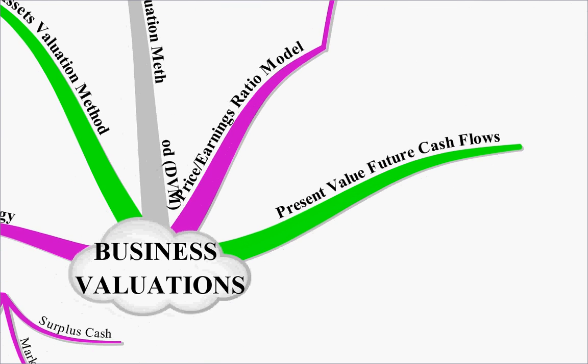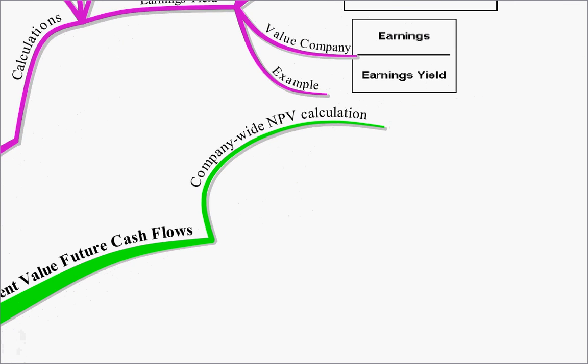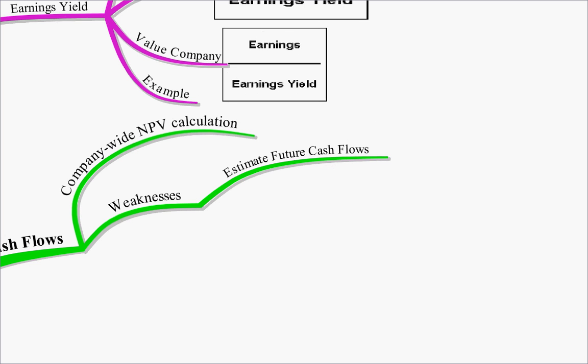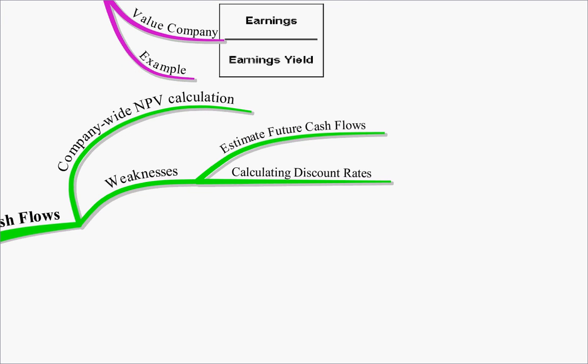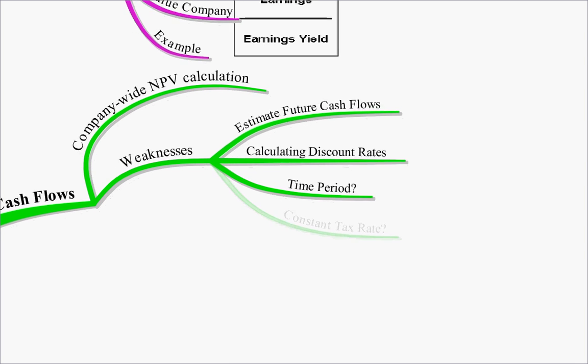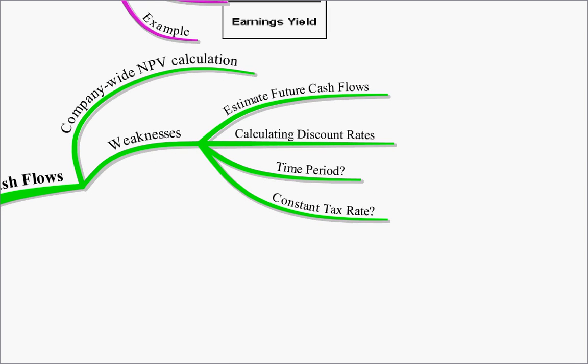Another method of valuing the company is the present value of future cash flows, i.e. calculating all the future cash flows and discounting them to the present day value. So basically it's a company-wide NPV calculation. Weaknesses for this are, well, you have to estimate your future cash flows, you have to know your discount rates, what time period are you going to do it for, and you have to assume a constant tax rate, something that's probably not realistic in the real world.